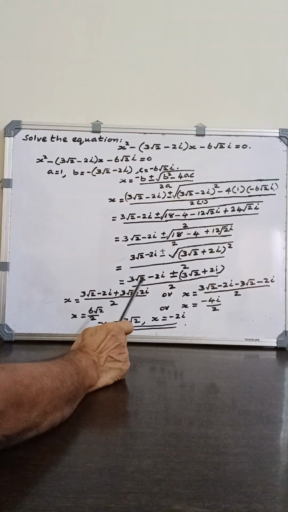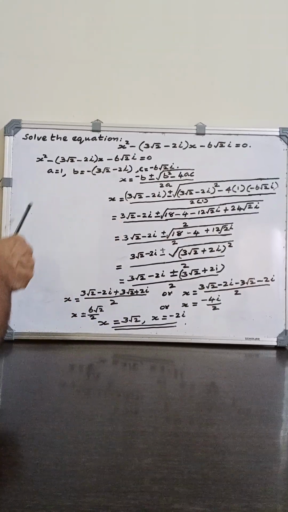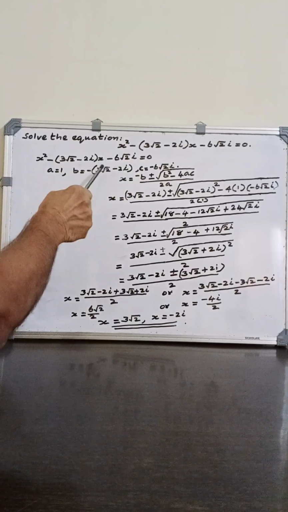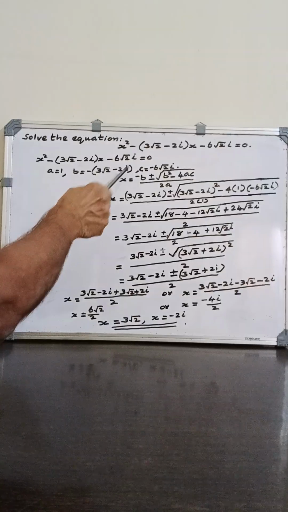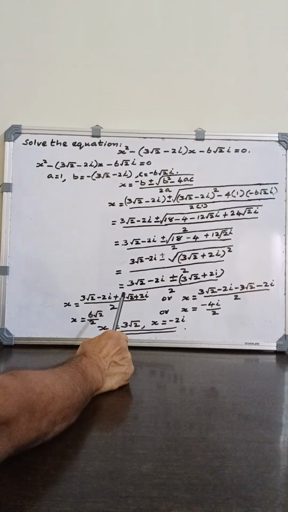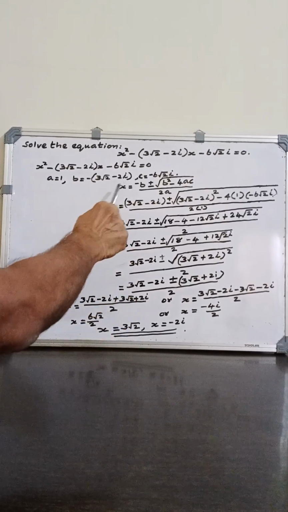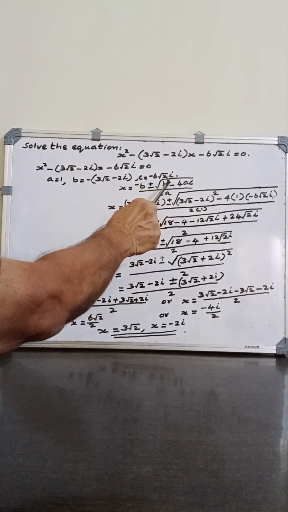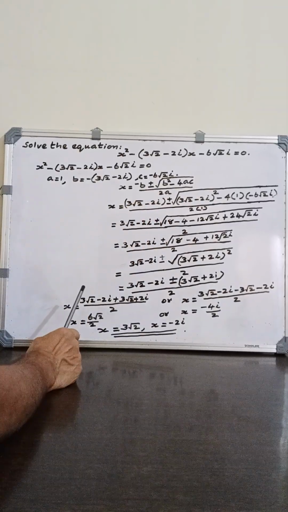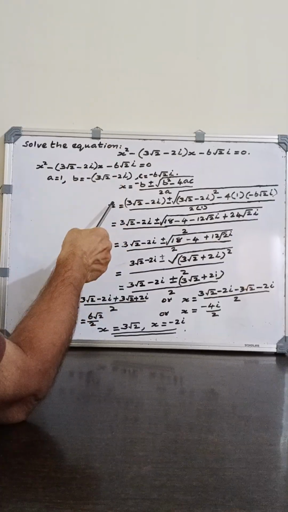It is better to solve using quadratic formula. A equals 1, B equals minus (3 root 2 minus 2i), and C equals minus 6 root 2i. Therefore, x equals minus b plus or minus root of b squared minus 4ac by 2a. That is the formula for finding the solution of x.